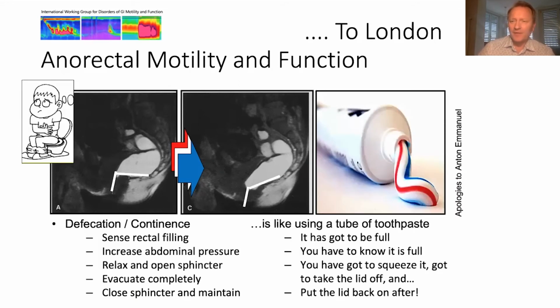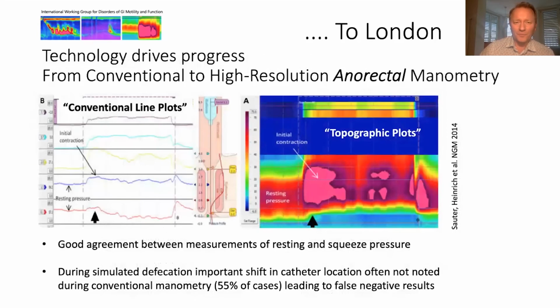In this sense, Anton Emmanuel has said, this is like a tube of toothpaste. You've got to know it's full. You've got to squeeze it, got to take the lid off, and afterwards put the lid back on if you don't want to have toothpaste all over your bathroom cabinet. Trivial perhaps, but for the anorectal disorders, very important.